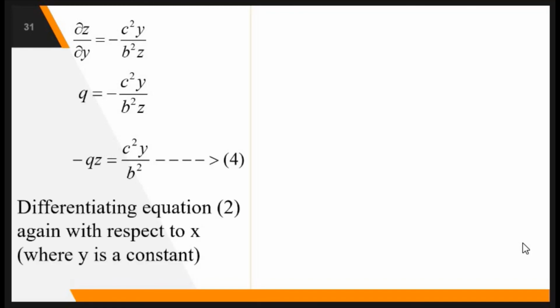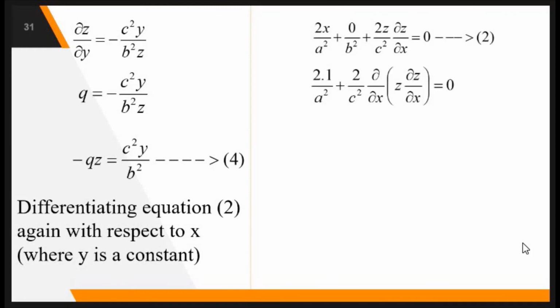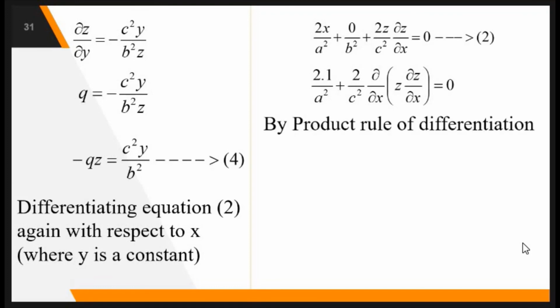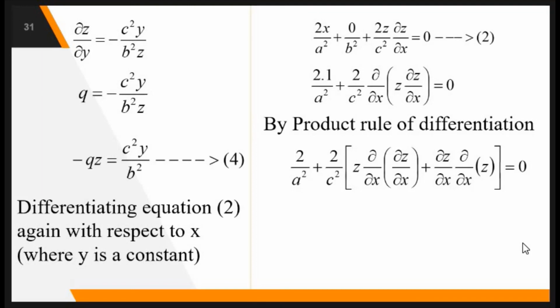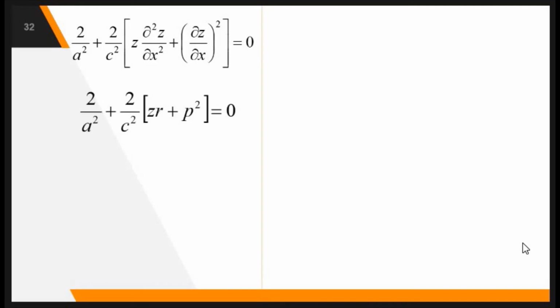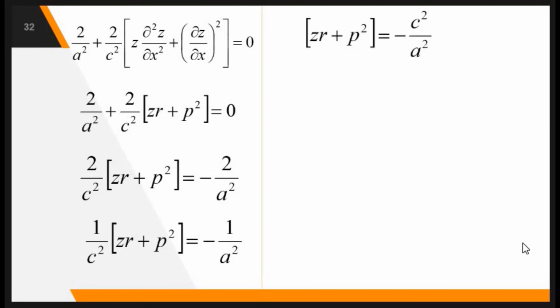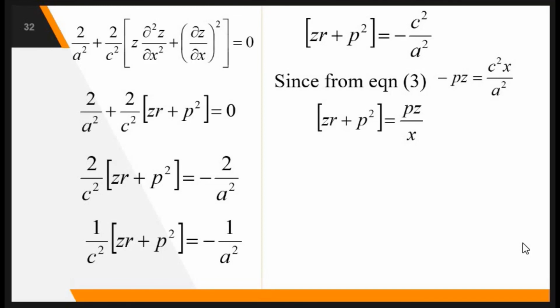So differentiating our equation 2 again with respect to x, we can find r. This was our equation number 2. Differentiating this again with respect to x using product rule, we can differentiate that further and then simplify that further. Simplification part is very easy. Cancel those two. So zr plus p square is minus c square by a square. But what was our equation 3? It was minus pz is c square x by a square. You can substitute that in our above step. So after substituting, you get an equation.